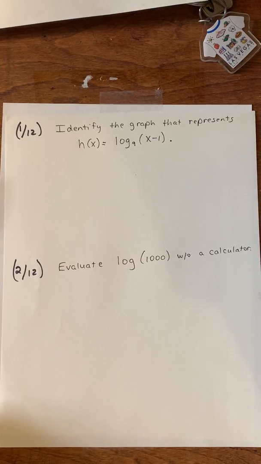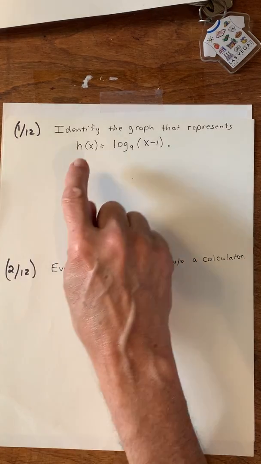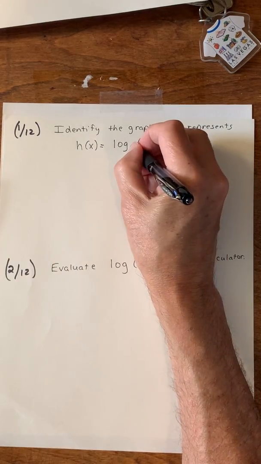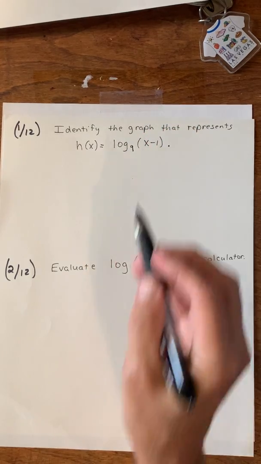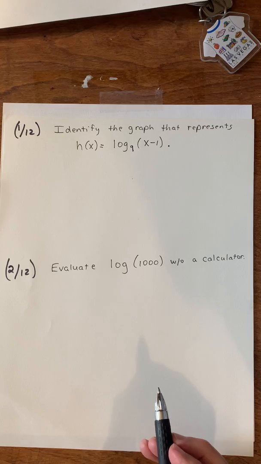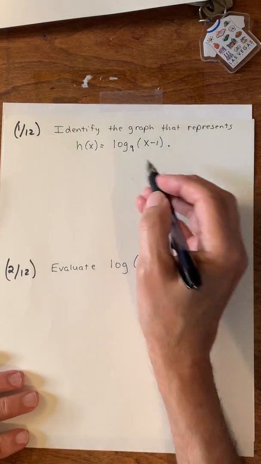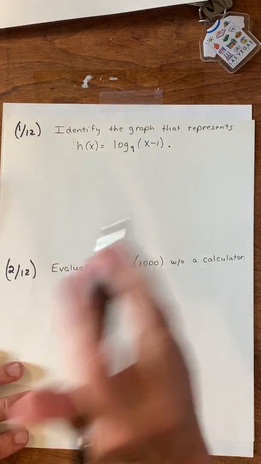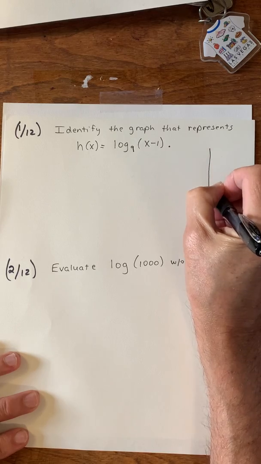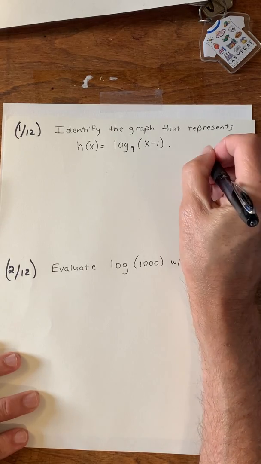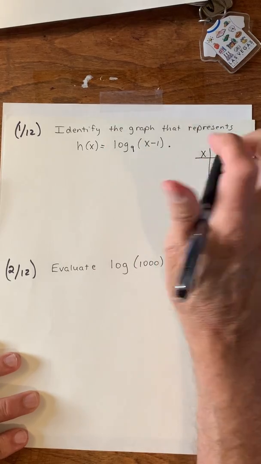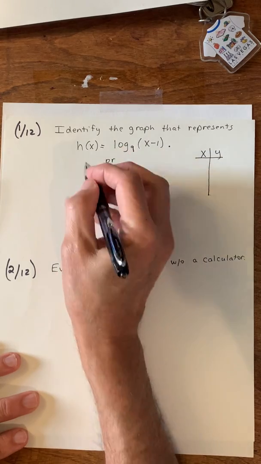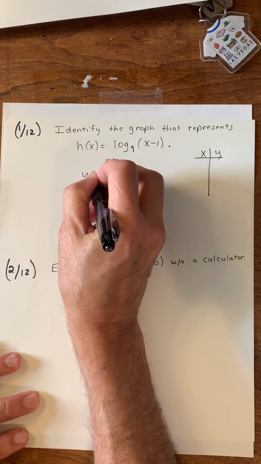All right, here's our first problem for Hawks. It says identify the graph that represents h of x equal log base 9, that's a 9, not an a, log base 9 of x minus 1. Now, the best way to do this is just, you know how Hawks does it. It's going to give me 4 graphs, and I got to pick the one that represents this guy. The best way to do this is to find a couple of illustrative points on this particular function. And the first thing I'm going to do is remind myself that h of x is the same as y.